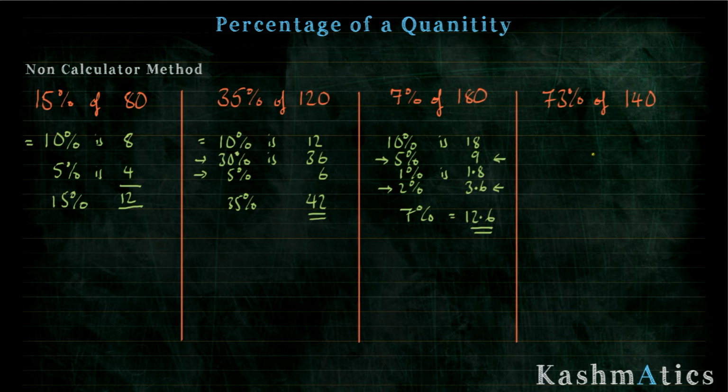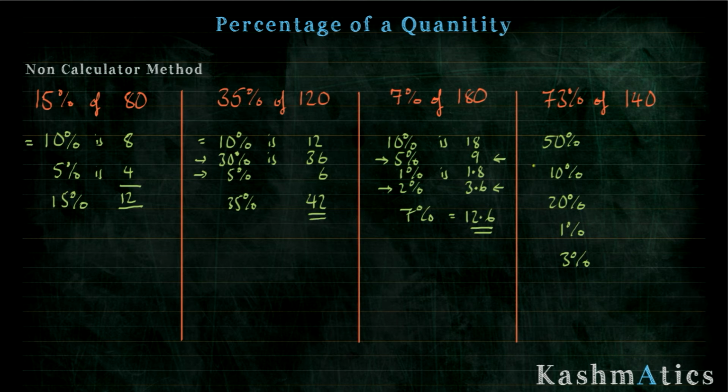There's several ways you can do it, but just make sure whatever you're doing is legitimately going to get you to 73%. So I'm going to do it using 50%, 10%, from which I can work out 20%, and then 1%, from which I can work out 3%.